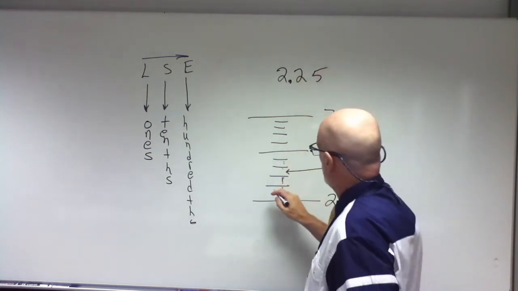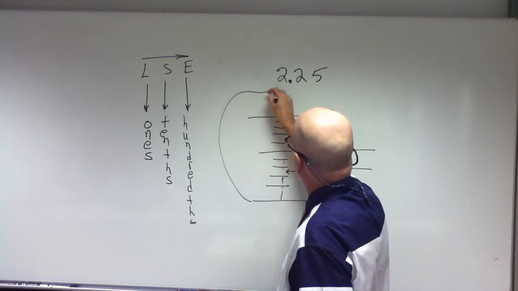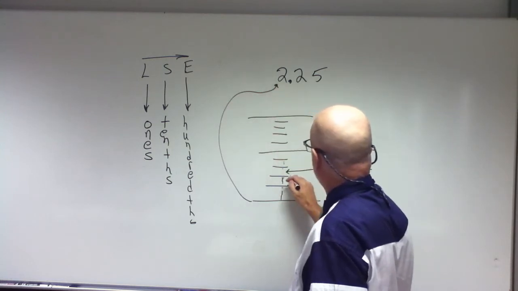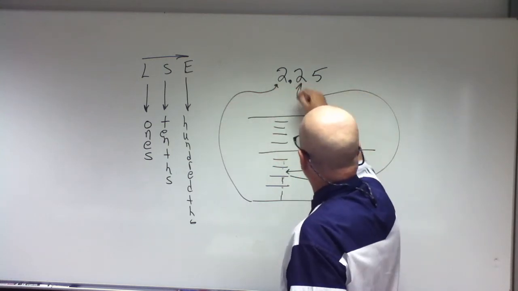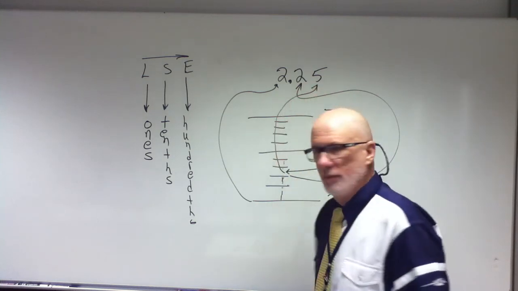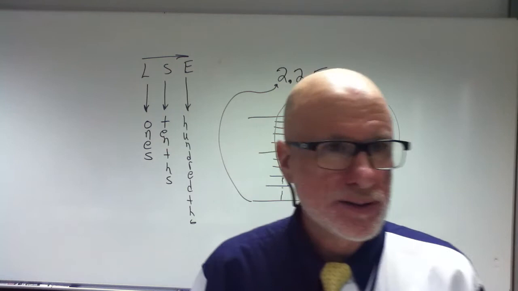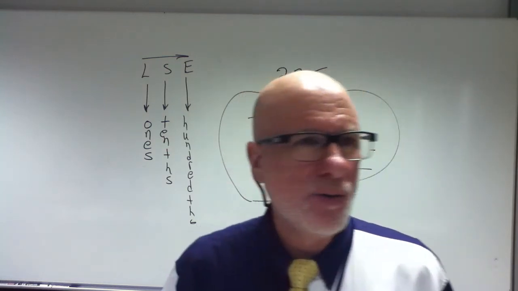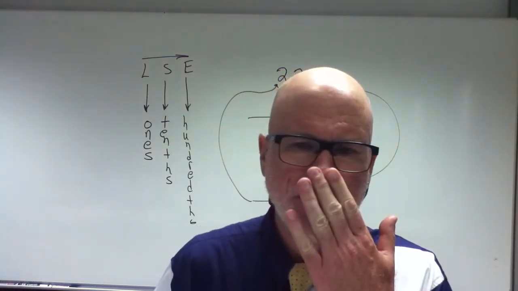2.25, right? So this 2 is from here, right? This 2 is from here, and then this 5 is right there. Clear? Yes?